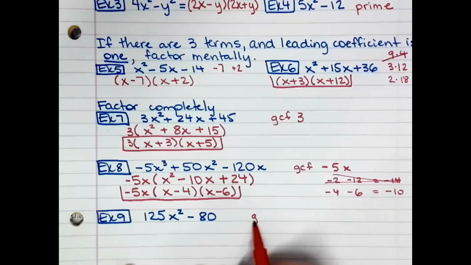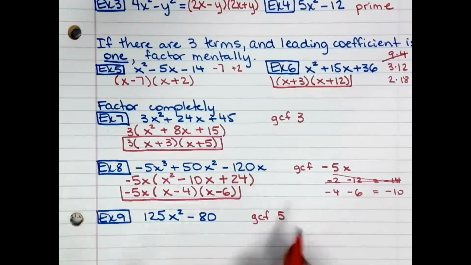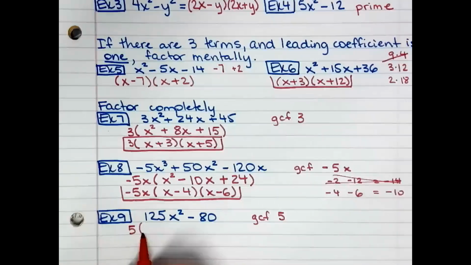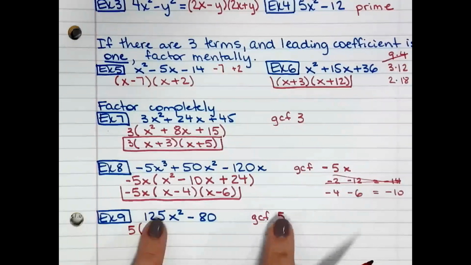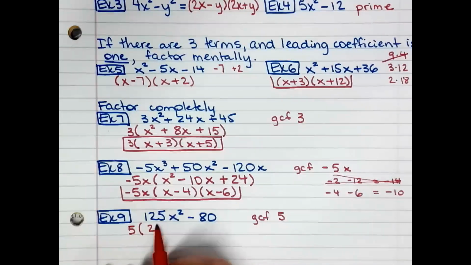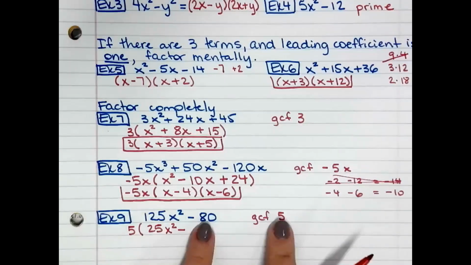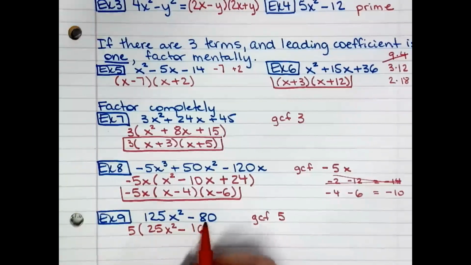Okay, last one. GCF, right there, I can divide them both by 5, and there's nothing else I can do there. Okay, so GCF doesn't go away. GCF goes right there in the front. 125 divided by 5, 25, x squared. 80 divided by 5, 16.